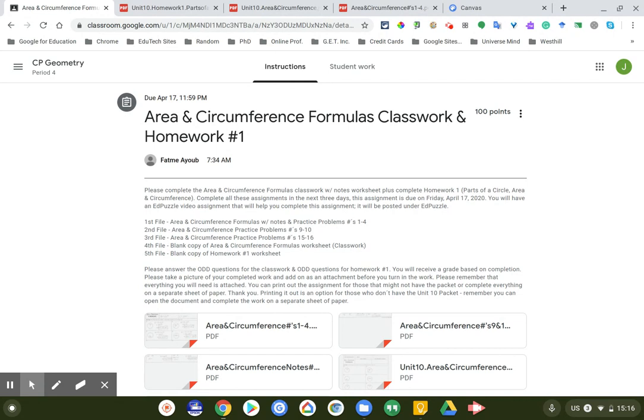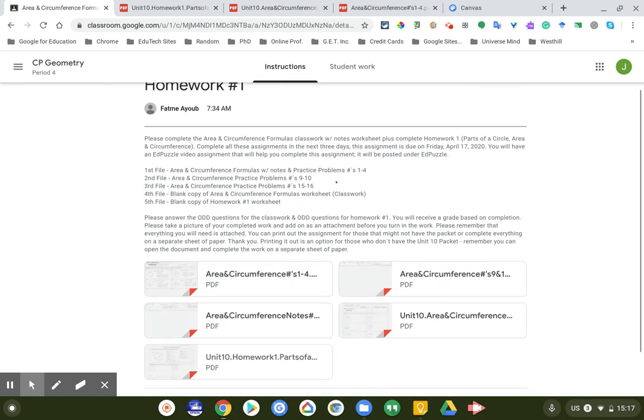So this is an assignment in our geometry class. It was posted this morning by Ms. Ayub. If you notice here, it is due by Friday. So it is about the area and circumference formulas, classwork and homework number one, okay?